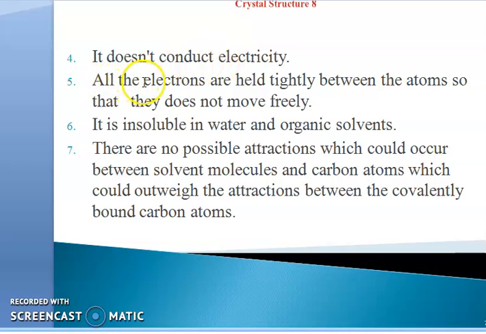Next one is, all the electrons are held tightly between the atoms so that they do not move freely. They do not move freely. There is no free electron.